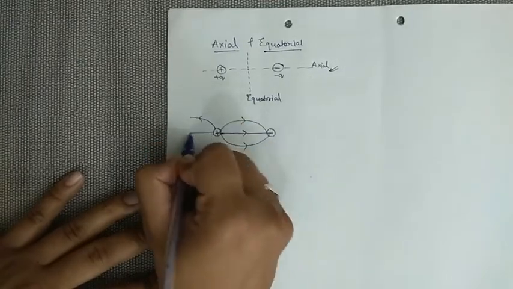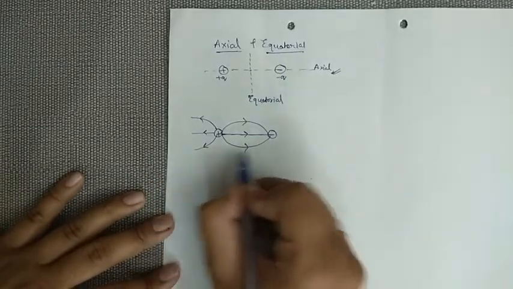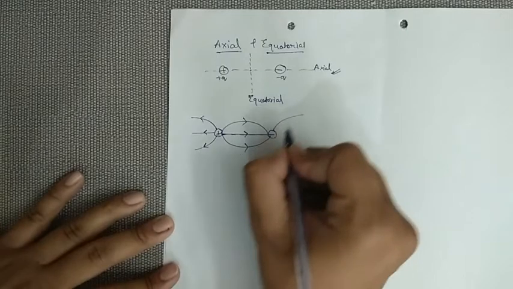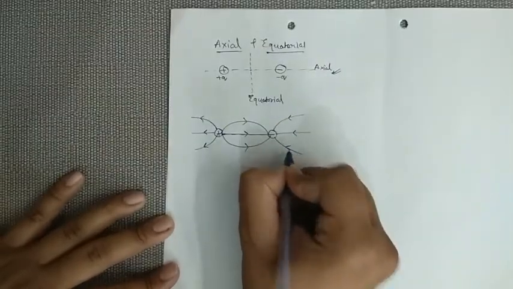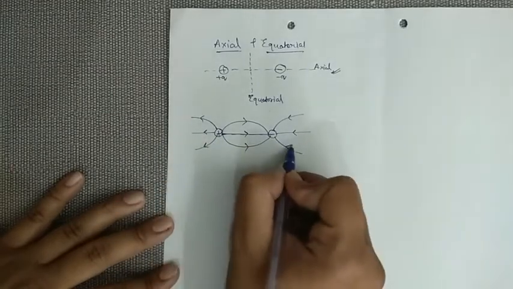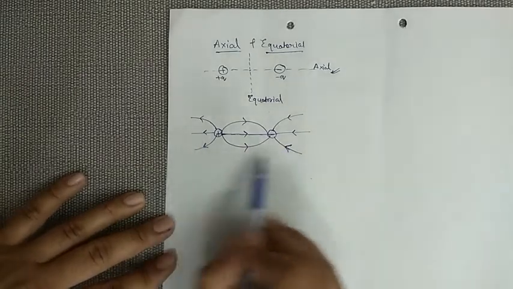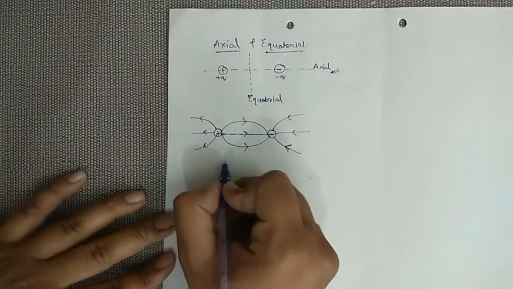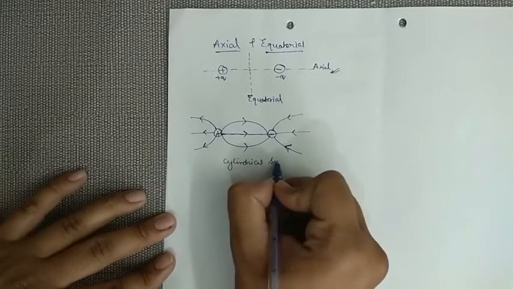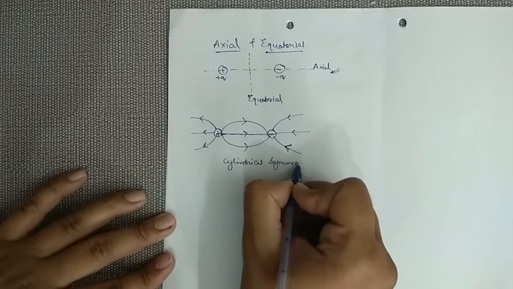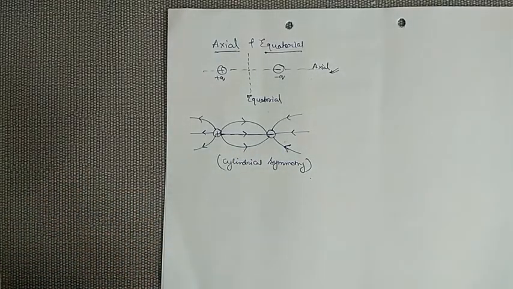Many times the question has been asked, draw the symmetry of electric field lines for a dipole. So this is the symmetry of electric field lines for an electric dipole. From the positive charge it is outward, and for the negative the direction of the electric field is inward. So this is the symmetry of the electric field, and basically this symmetry is called cylindrical symmetry. Such a symmetry is termed cylindrical symmetry of electric field lines.